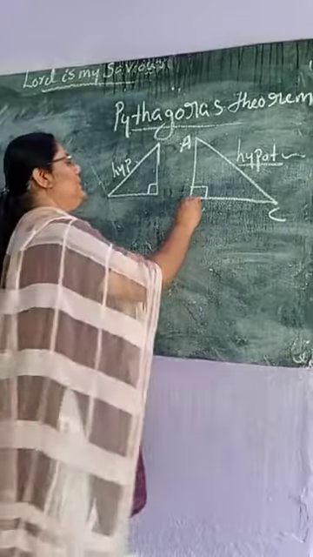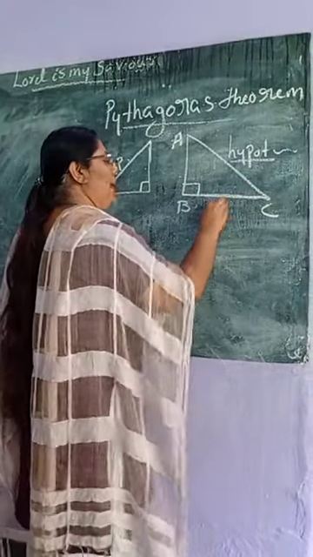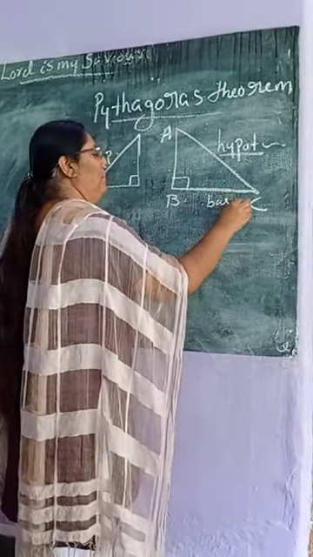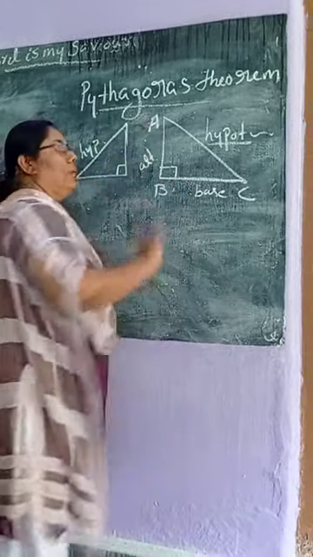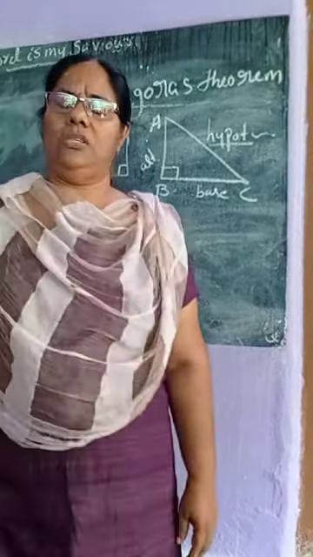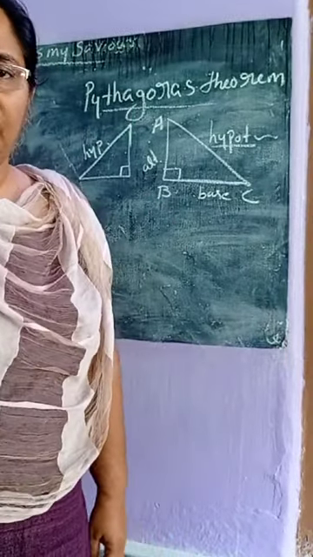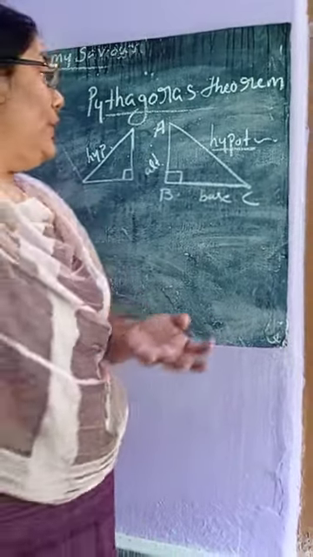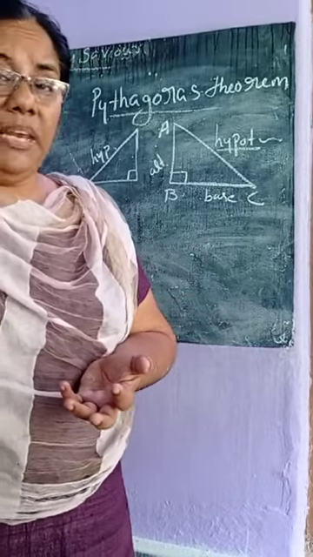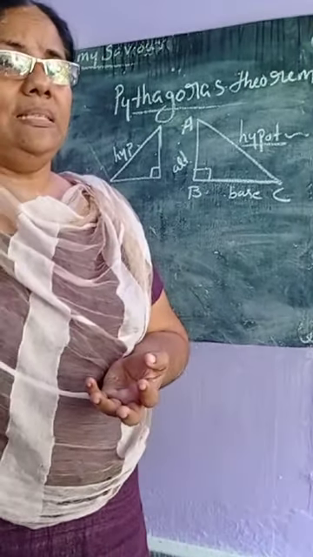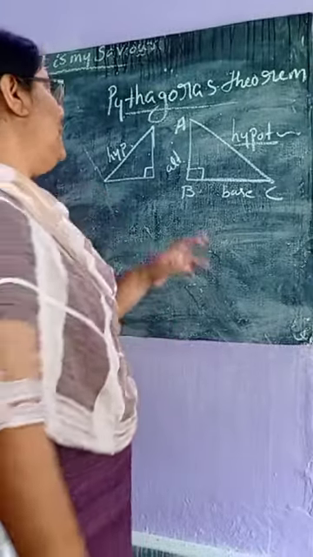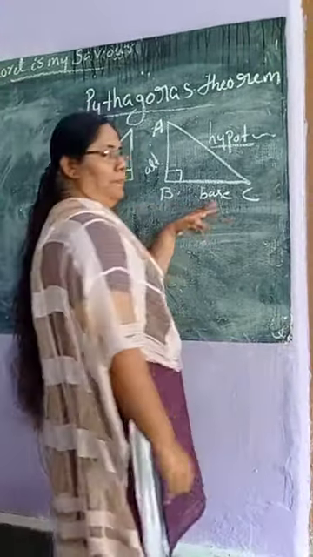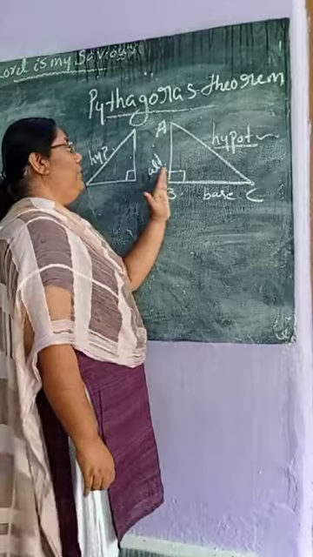And this is known as the base. And this is known as the altitude, or the height. What are the sides? One side is known as the hypotenuse. What's the meaning of hypotenuse? Hypotenuse is the side opposite to 90 degrees. One side is the base. Understand? And the second one is the altitude.